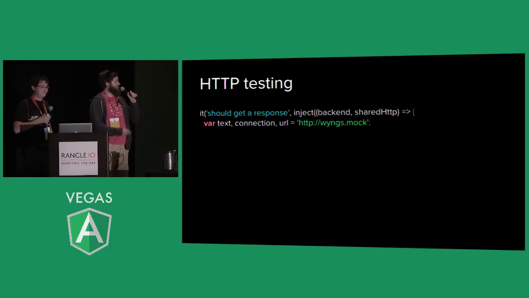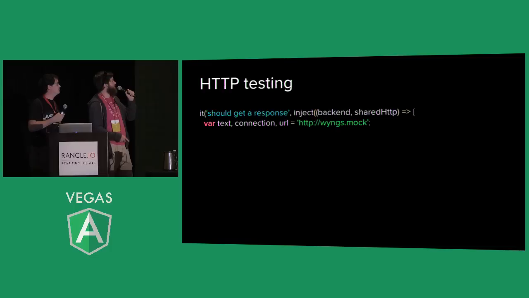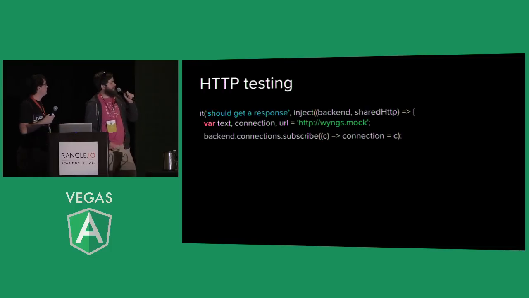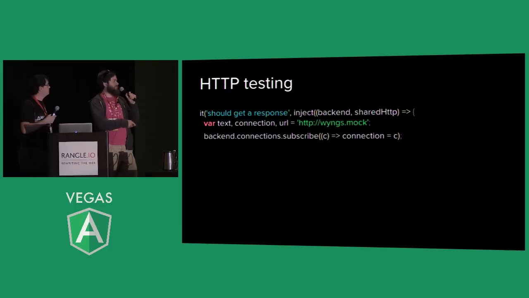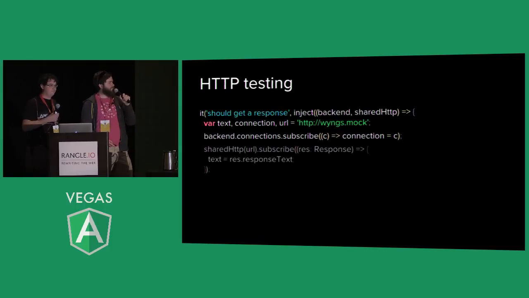So we start using a standard testing, and we inject our backend for our HTTP library. Also a service that the Wings has created that has some shared configuration and transformations for their API. And then we subscribe to the connections observable on the back end, which creates new connections every time a request is made. And inside our onNext for this observable, we're setting the outer variable of connection to the connection that comes in. So we always have a hold of the latest connection.